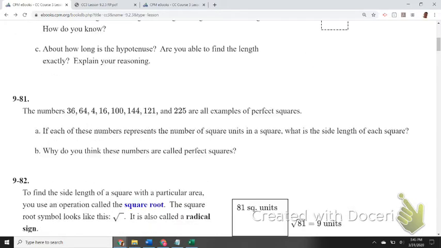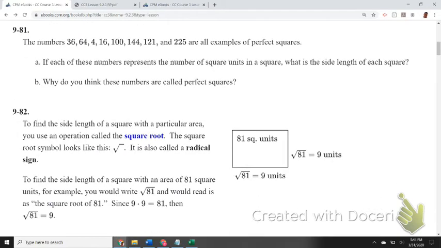Okay, let's go to 9-81. The following numbers are examples of perfect squares. Okay, if each of these numbers represents the number of square units in a square, what is the side length of each square? And why do you think these are called perfect squares? Go ahead and answer A and B, pause the video, and then come back when you're done.